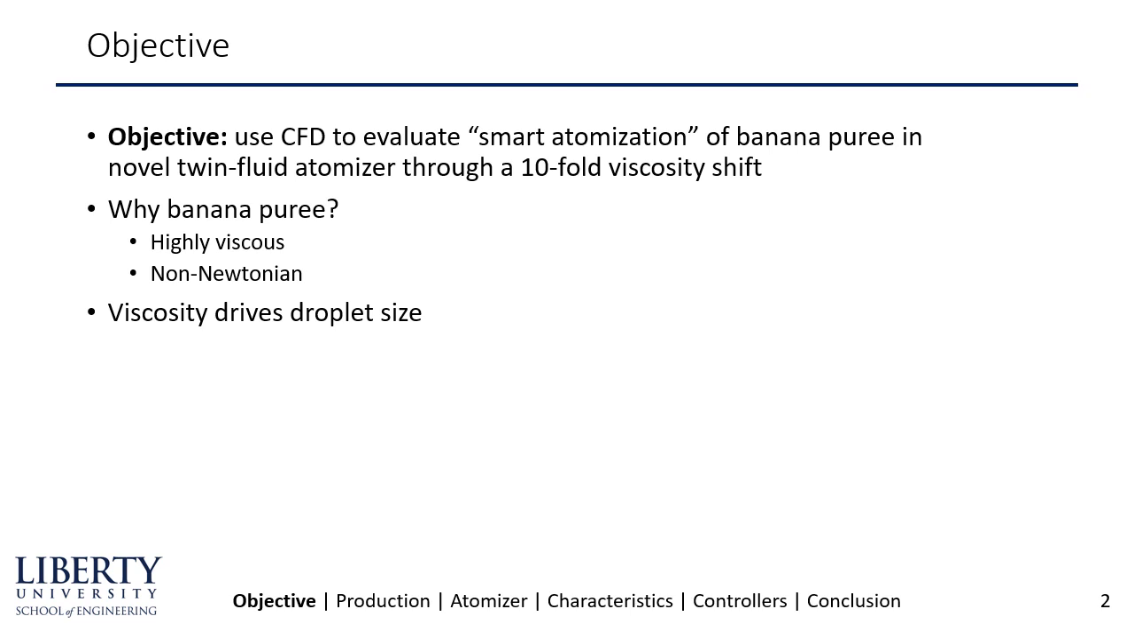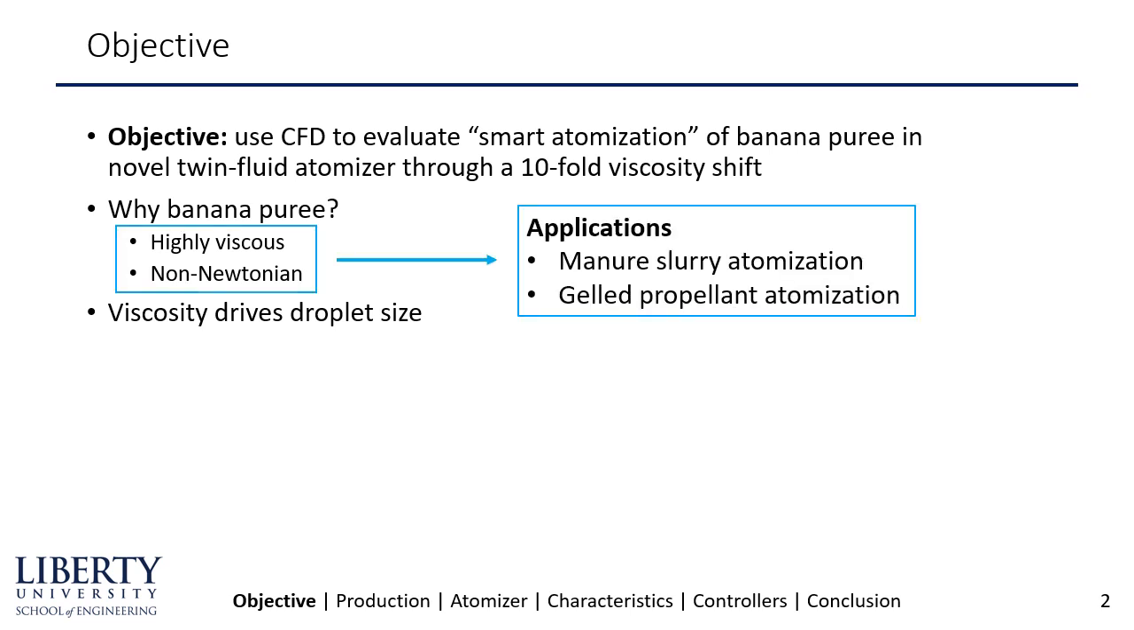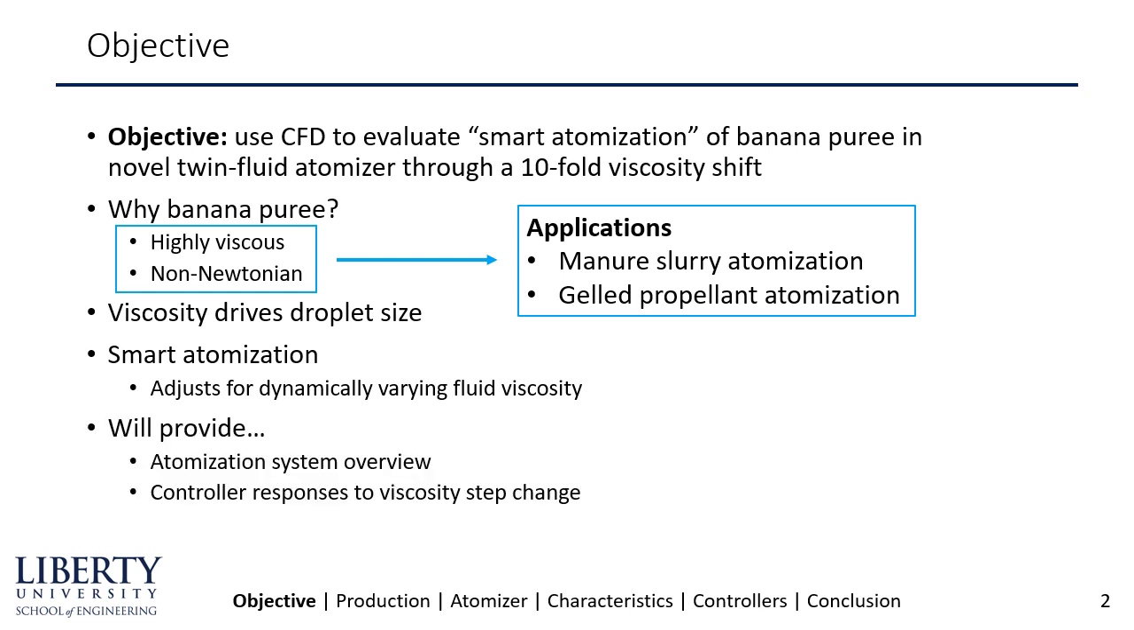And there are some interesting applications for these sorts of fluids that are highly viscous and non-Newtonian. I list just a couple here. One is manure slurry atomization for energy conversion and fertilizer production. And another would be gel propellant atomization for the aerospace industry. Now we introduce what we call smart atomization, and this adjusts for dynamically varying fluid viscosity in the atomization system. So it can be important for something like manure slurry atomization, where you've got a fluid with highly variable properties.